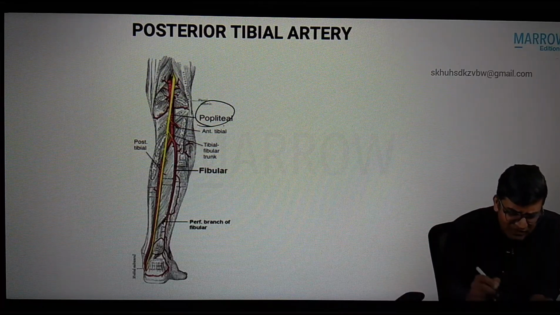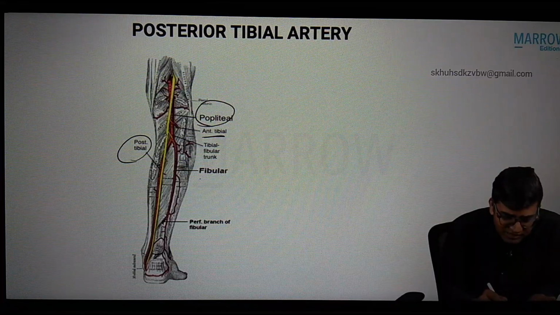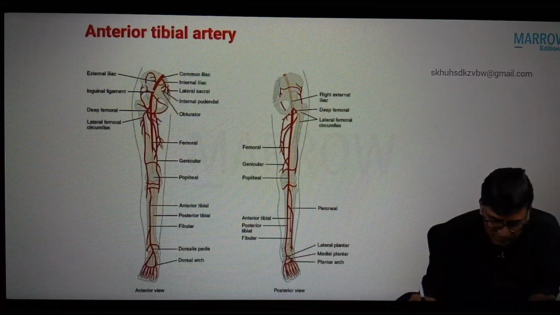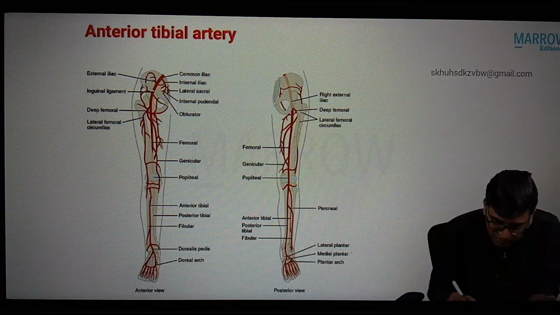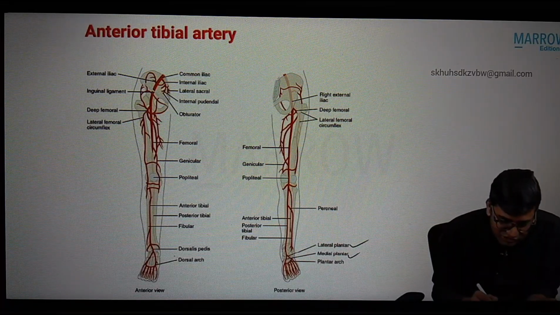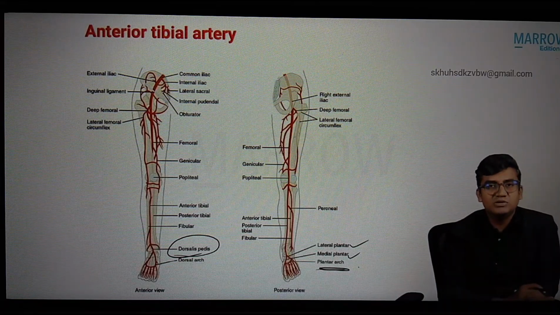Now one last diagram about the tibial arteries. This is the popliteal artery, divided into anterior tibial and posterior tibial artery. And the posterior tibial artery gives the fibular artery, and passes below the flexor retinaculum and in the sole is divided into lateral and medial plantar artery. Now the lateral plantar artery joins with the dorsalis pedis artery and forms the plantar arch.